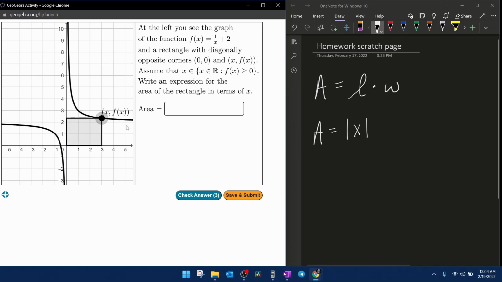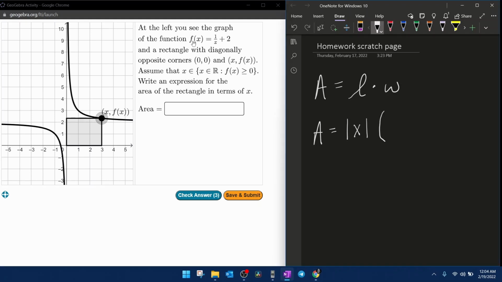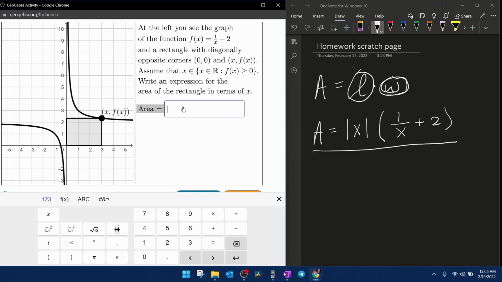The width in this case would be the height. The width of our rectangle is f of x. But if we look up here at the function, we can see that f of x is 1 over x plus 2. So the width, which is the height of the rectangle, which is f of x, is going to be 1 over x plus 2. And this formula right here represents the length times the width in terms of x.